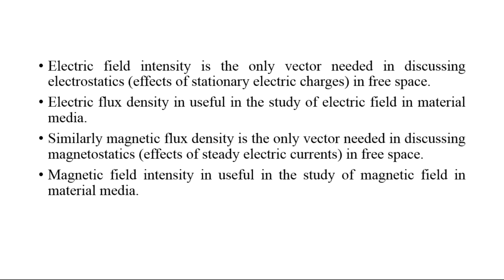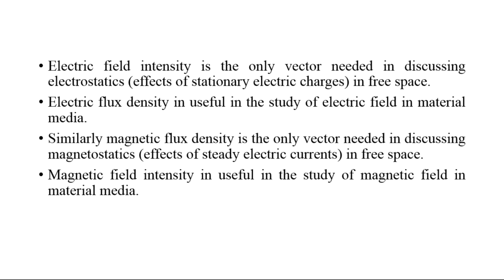Now there may be two cases. We may have the time varying situation, or we may have no time varying situation. It means that if the electric field intensity or the electric flux density is not changing with respect to time, and the magnetic field is not changing with respect to time. So when there is no time variation, the electric field quantities E and D and the magnetic field quantities B and H form two separate vector pairs.